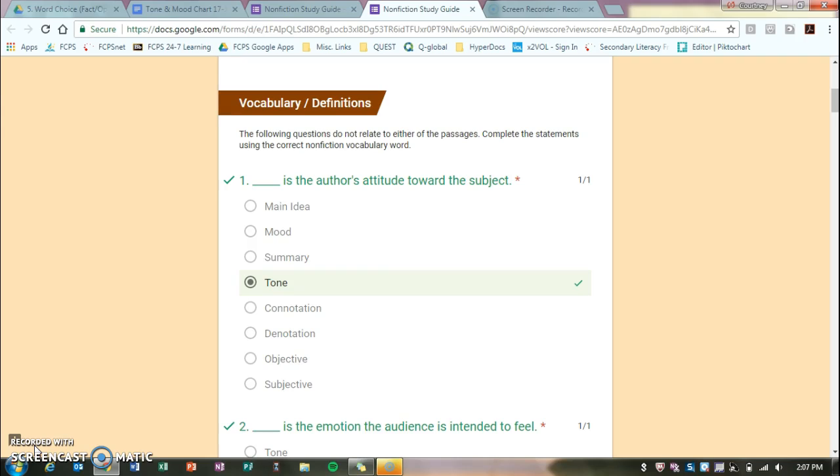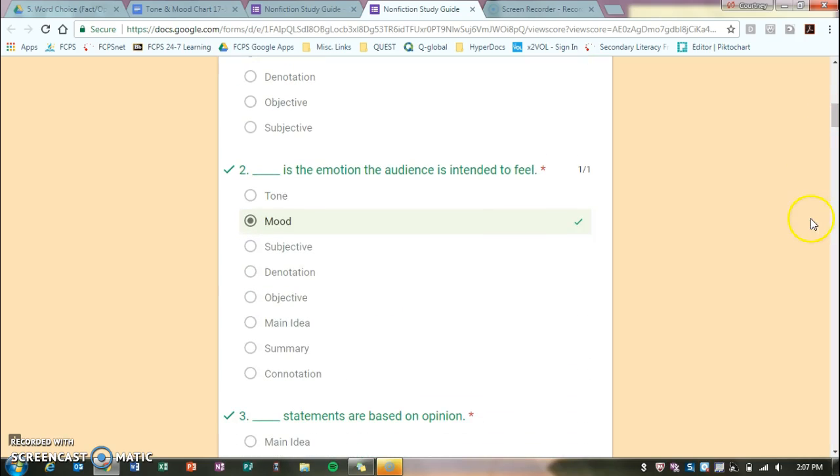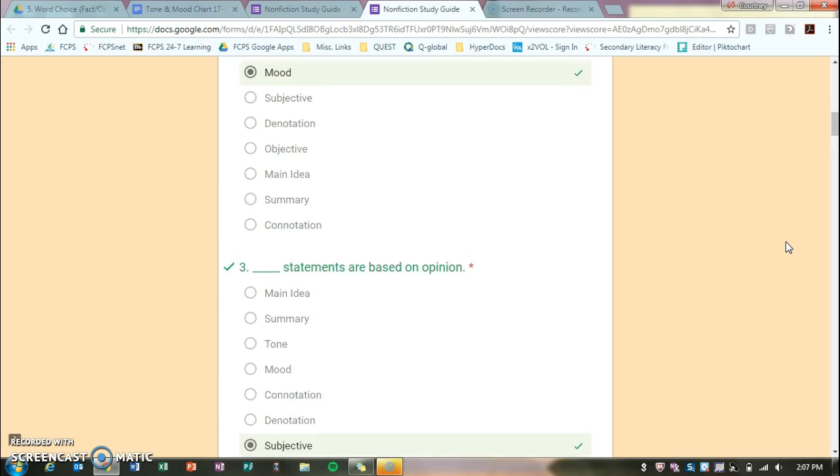So number 1, tone is the author's attitude towards the subject. Number 2, mood is the emotion that the audience is intended to feel. And again, remember, this is intended to feel. As readers in the audience, each of us is going to have a different bias or a different opinion on something. You want to think about what the author intends you to feel after you're reading it.